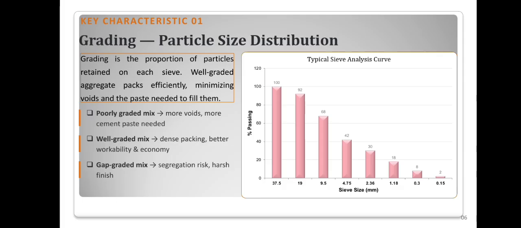Next, let us discuss the important characteristics of the aggregates. The first characteristic is grading, which means the distribution of different particle sizes in the aggregate mass. A well graded aggregate contains particles of different sizes that fit together efficiently. This reduces voids, improves workability, and decreases cement consumption. Poor grading increases voids and requires more cement paste, making concrete more expensive.